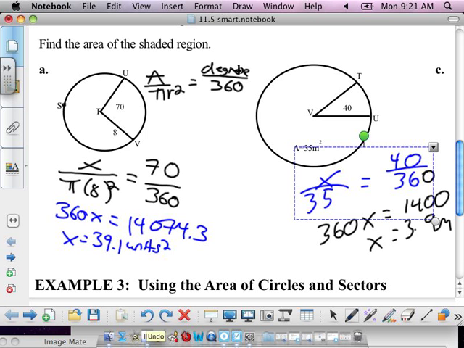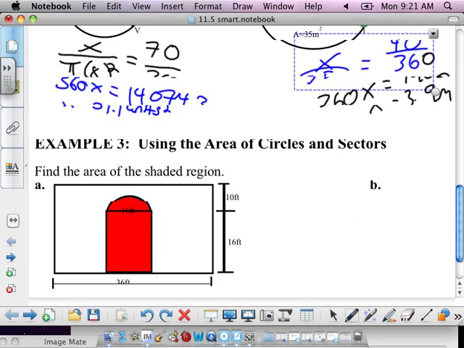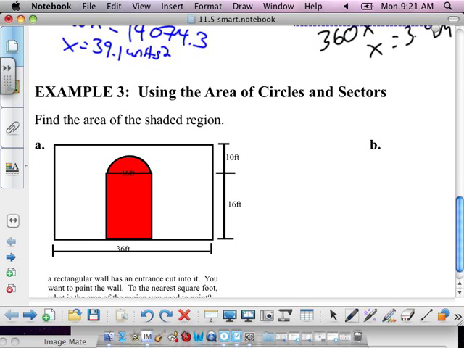All right, we're going to use area of circles and sectors and everything else to find out this. A rectangular wall has an entrance cut into it. You want to paint the wall, to the nearest square foot. What is the area of the region? So it's like a door. You guys have seen doors that have a rounded top. And we want to figure out the area of this door. So we're going to break it into two parts, right? A rectangle and a semicircle. So let's find the area of the rectangle at the bottom.